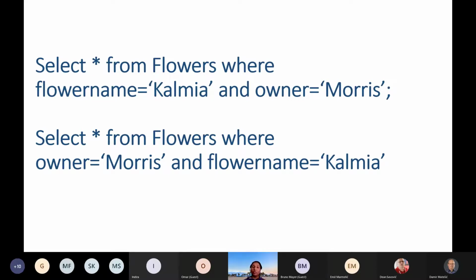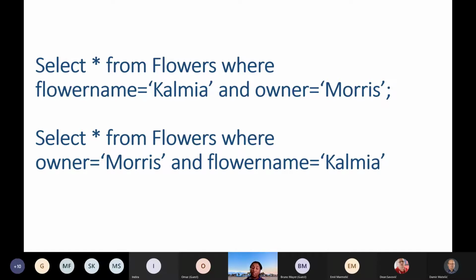Now let's observe these two statements for a minute and see if there is any difference between them. We do not have any difference between them, right? The only difference is in the where clause: the values that we are asking for, flower name and owner name, are just interchanged. But the queries are exactly the same. When you execute the query, we get the exact same results, right?